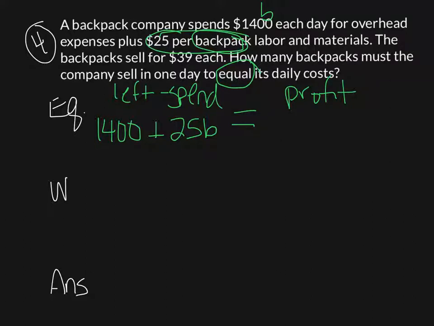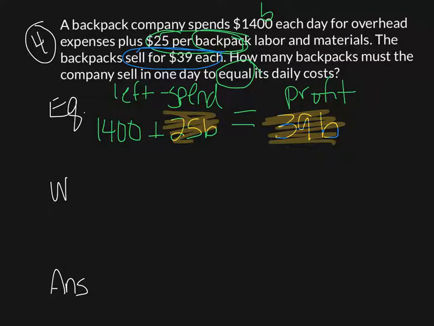Now profit. Profit comes over here, and they sell each backpack for $39, so that is going to be 39B. How much they spend, we want to equal the profit. All right, now we have just a 2-step equation like what we're used to, with variables on both sides.